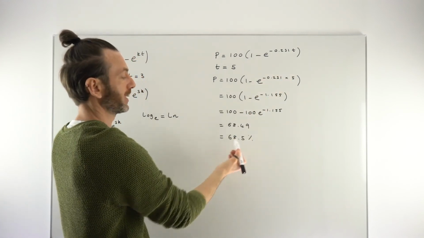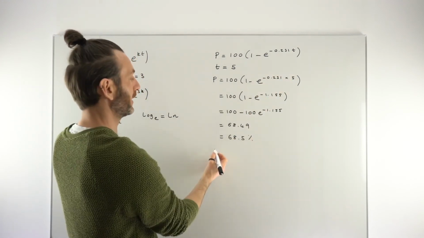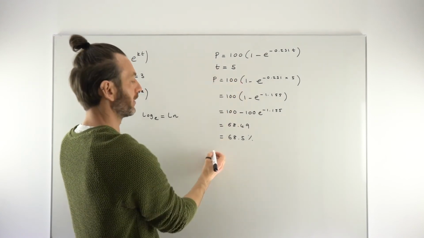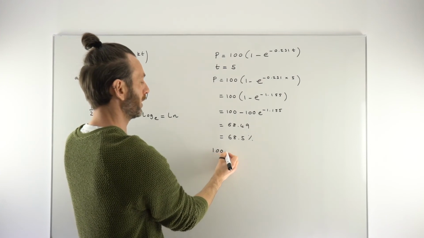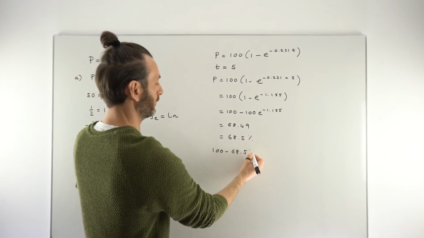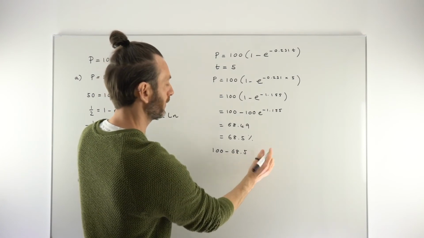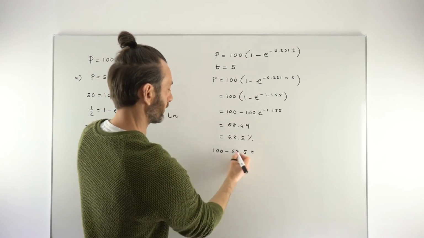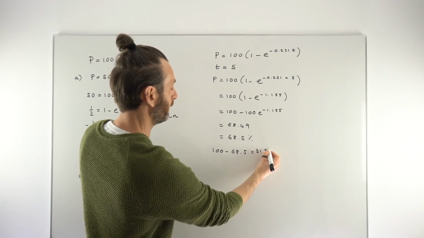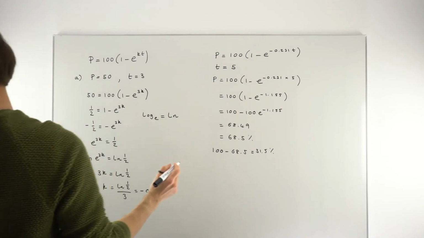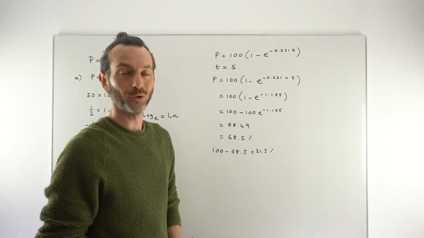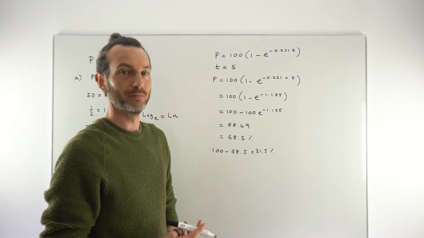So if that's the percent that waited less than 5 minutes, then to answer our question, the percentage who wait longer than 5 minutes must be 100 minus this value, 68.5. Okay, so that then comes out to be 31.5. Yeah, 31.5. So 31.5% of the customers would be still waiting after 5 minutes.